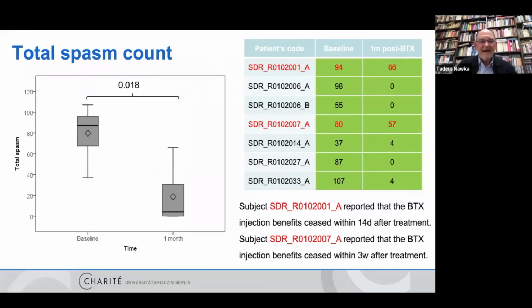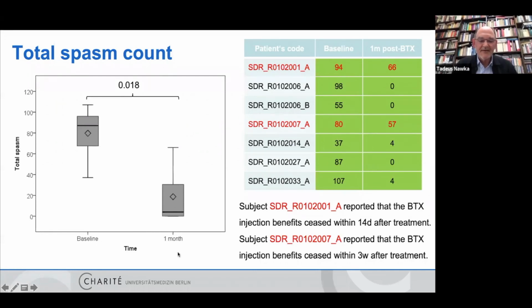We did the spasm count, which means that you are listening to the voice, and any time during the text that is read during the connected speech that the patient hesitates somehow, that is identified as a spasm, and the count of spasms shows a decrease after 1 month.